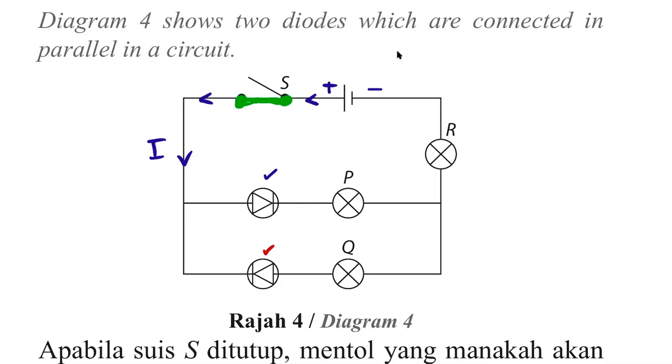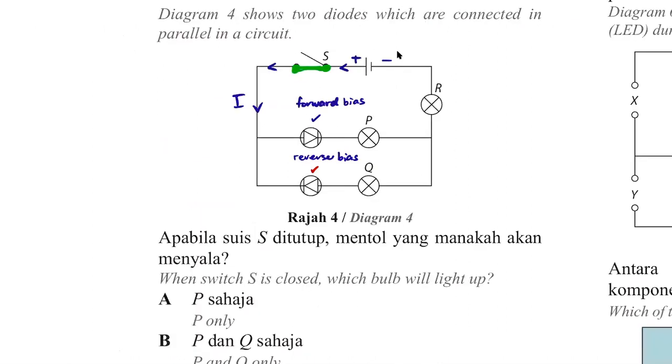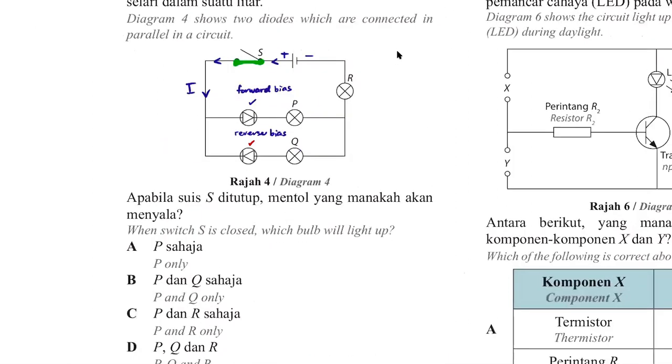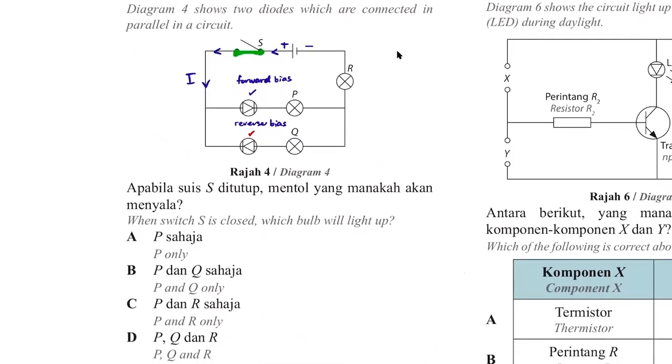Only when the LED is connected in forward bias, then the current will be able to flow through it and the bulb will be able to light up. Okay? So ini kita tulis di sana in forward bias. Forward bias. And this one is in reverse bias because of the connection is not connected to the correct terminals. So what is the answer for this one? Which bulb will light up? Mana satu? Answer is C. Only P and R.